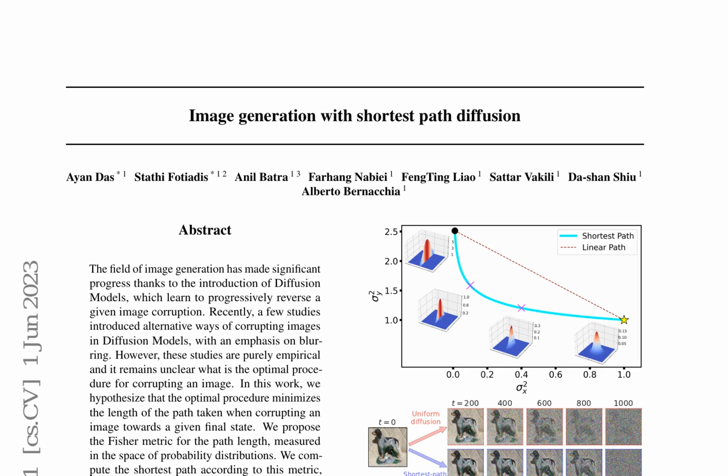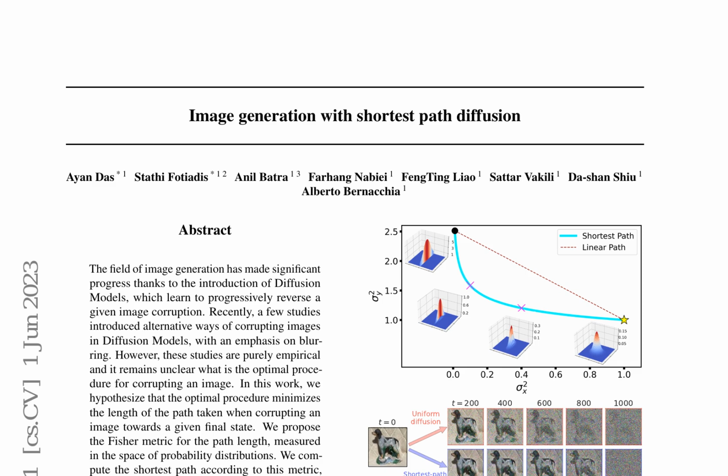In the realm of image generation, significant advancements have been made with the introduction of diffusion models. These models learn to progressively reverse a given image corruption, leading to improved results in various studies. However, it remains unclear what the optimal procedure for corrupting an image is.